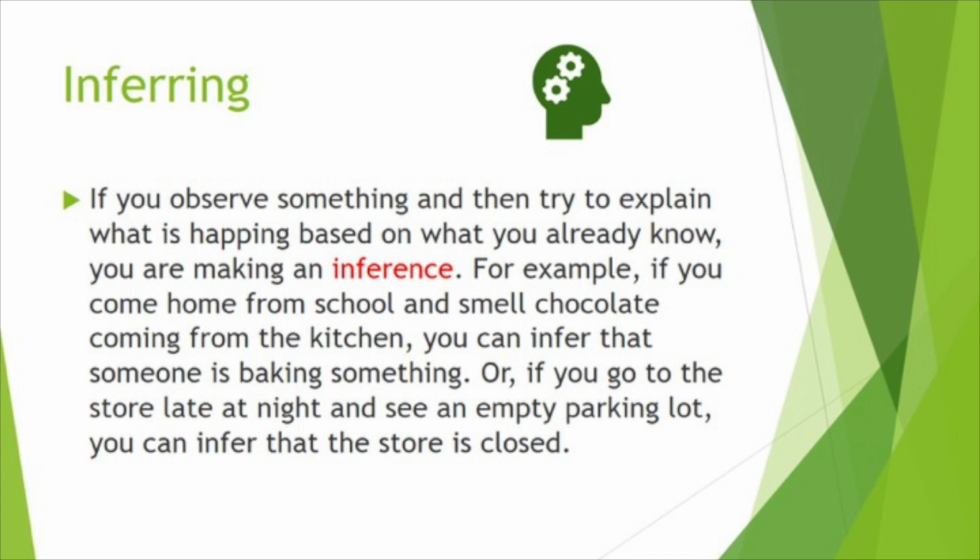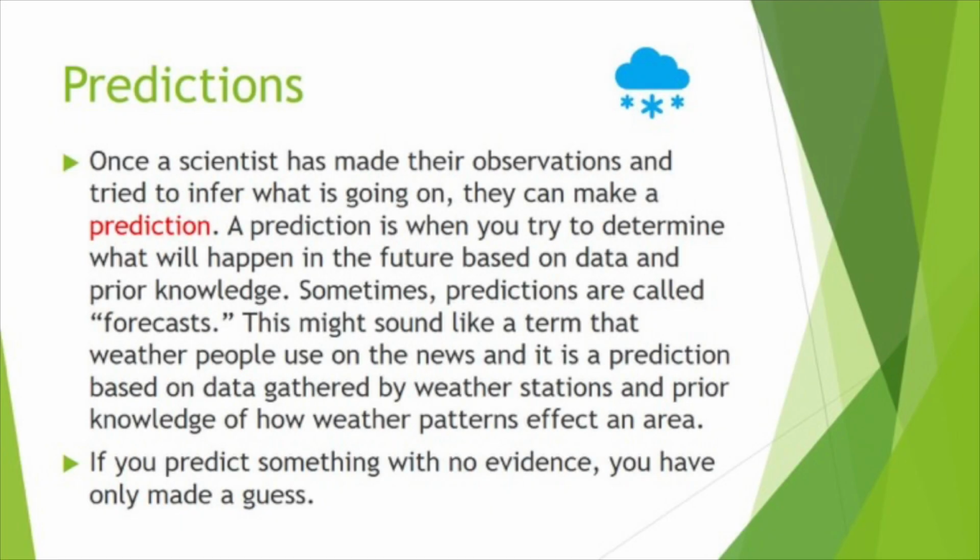Or if you go to the store late at night and see an empty parking lot, you might infer that the store is closed, because normally you would see cars there and now you see no cars there. So when you try and explain something based on what you already know, that is what an inference is. A prediction is a forecast of what is going to happen. So an inference is kind of in the here and now. I see this and I'm going to explain it. A prediction is something that is going to happen based on your data or your experience.